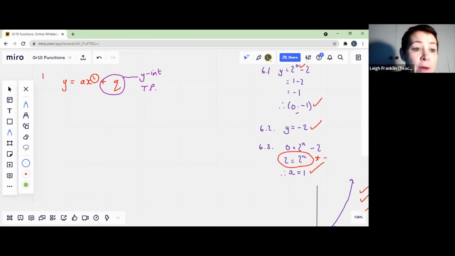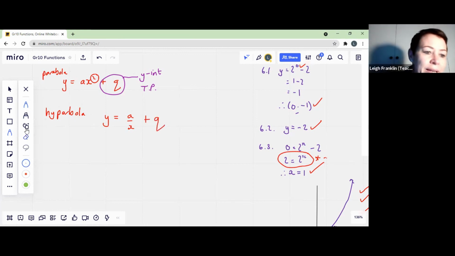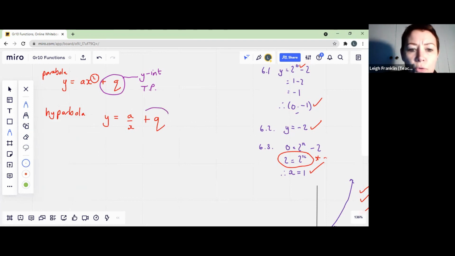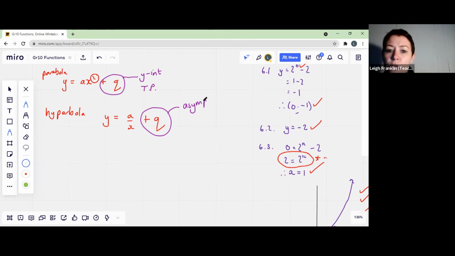Okay, so that was the parabola. And then we did the hyperbola. If you can recall, that was the line y equals a over x plus q. Only now the q means something different here, grade 10s. The q is not a y-intercept or a turning point. The q is the asymptote. So you've got to remember the difference.